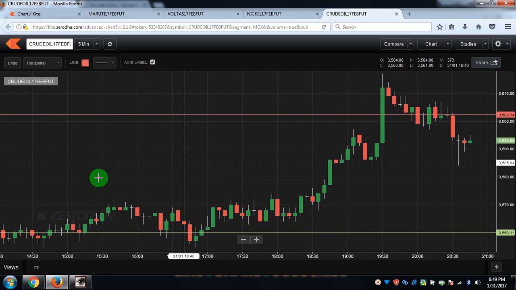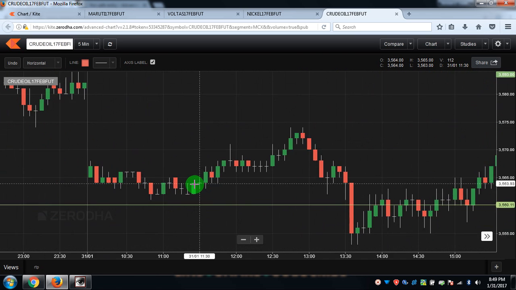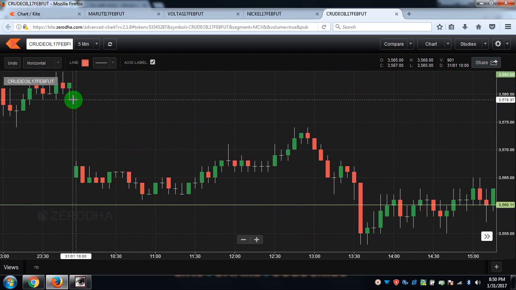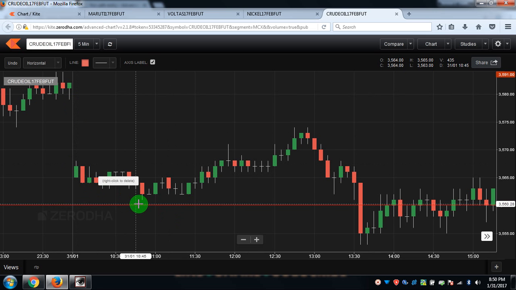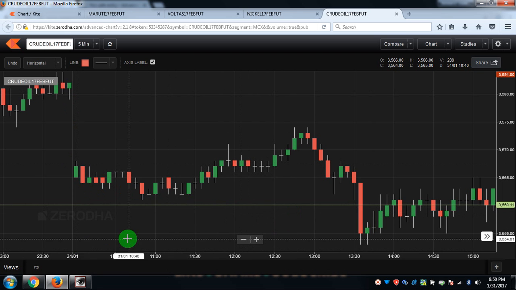As you can see, this is a crude oil chart. I'll just zoom out. You can see crude oil's yesterday's closing was somewhere near 8582, and today morning's opening was around 8565, almost 20 points down. And this was the green line, as you are seeing here. This is the green line where we had a buy entry.